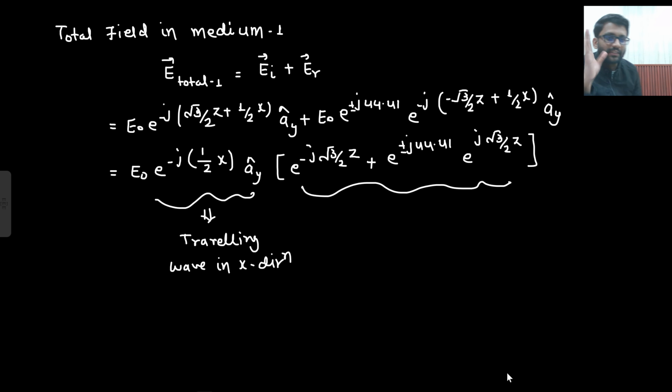And what do you think? What is this? Think about it again. This is your standing wave, no? This is the incident wave. This wave is traveling in plus z direction, and this wave is traveling in minus z direction. Both combined, what will they make? Standing wave. So what is this? This is your standing wave.